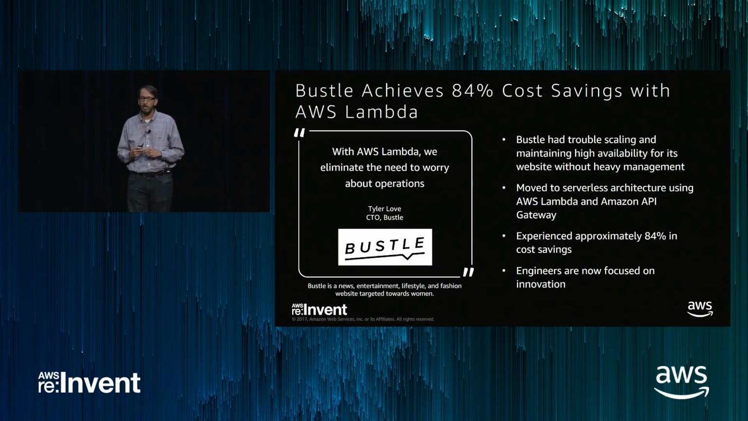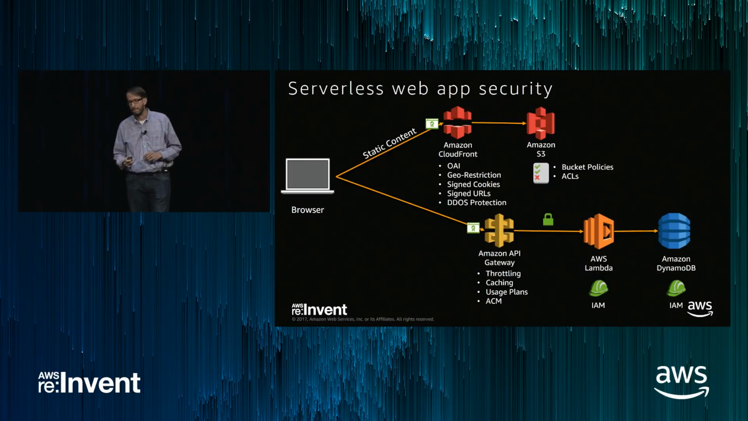One that I want to specifically call out is Bustle. I don't know if any of you guys have checked out bustle.com. I encourage you to do so. It's a great news, entertainment, lifestyle website targeted at women. And Bustle ran on a traditional infrastructure and moved over to a serverless environment and realized 84% savings in their operational costs. In fact, the CTO here is quoted as saying they really don't need to worry too much about operational overhead anymore. And that speaks directly to the lack of servers that you have to be concerned with, the built-in HA and DR capabilities that we talked about before.